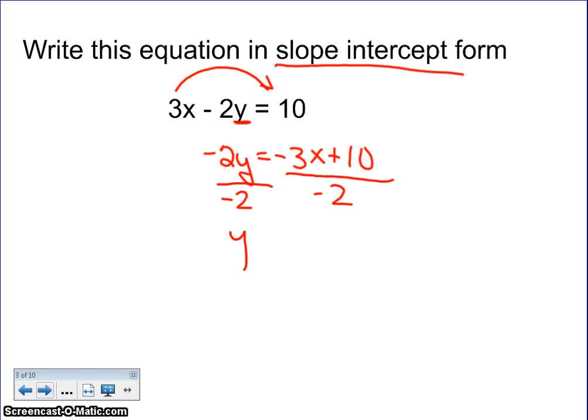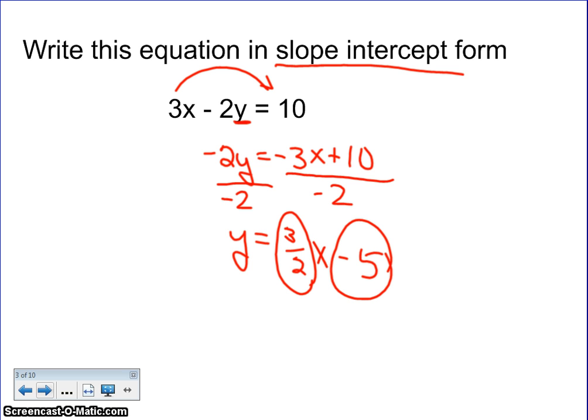And so our final answer is going to be y equals, and then we got to do this part. Negative 3 divided by negative 2 doesn't simplify except the negatives cancel out. And 10 divided by negative 2 is negative 5. So we get y equals 3/2 x minus 5. The more of these you do, the more you get used to it. This is the slope, 3/2, and negative 5 is the y-intercept.